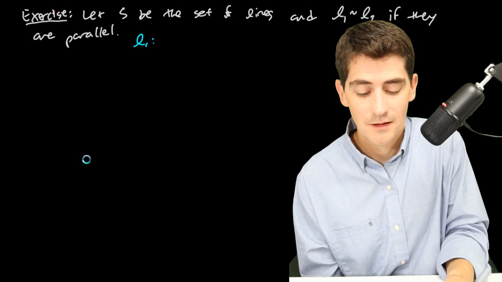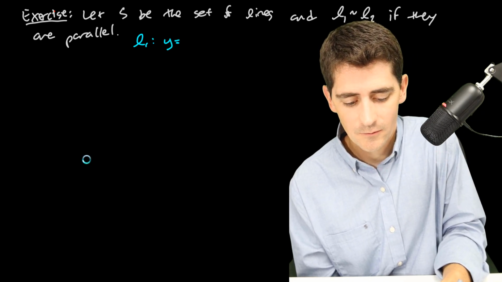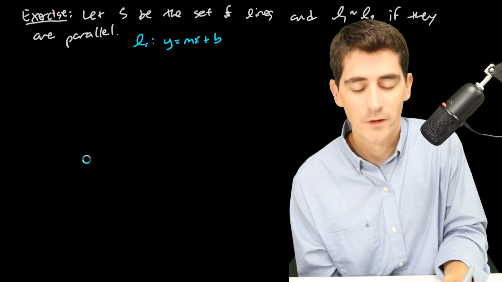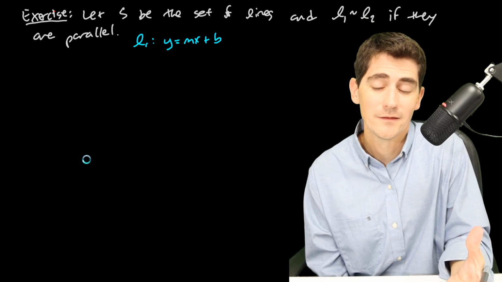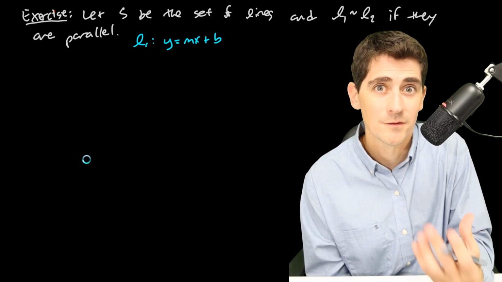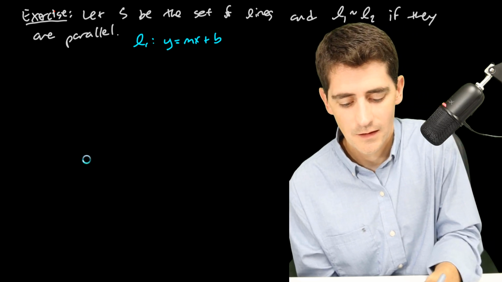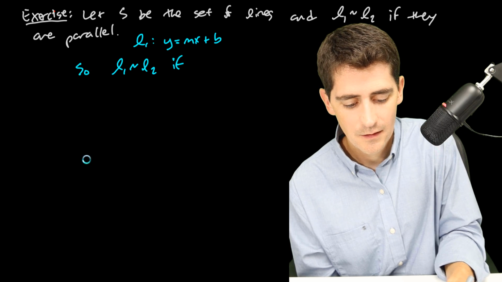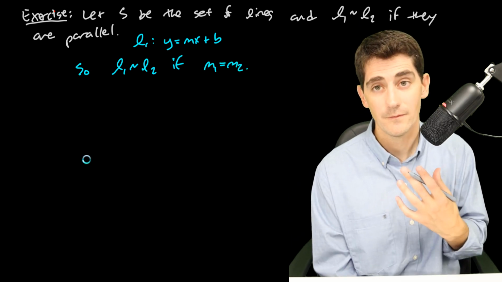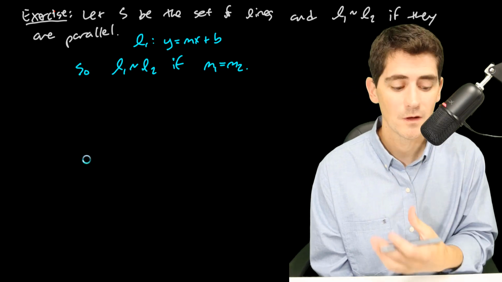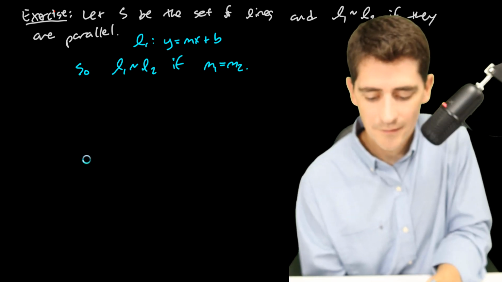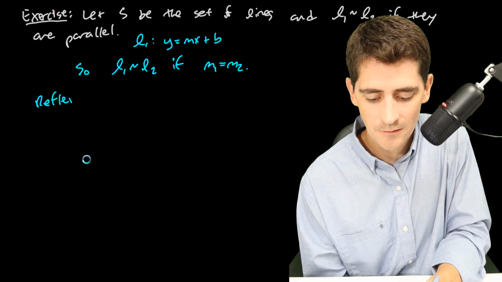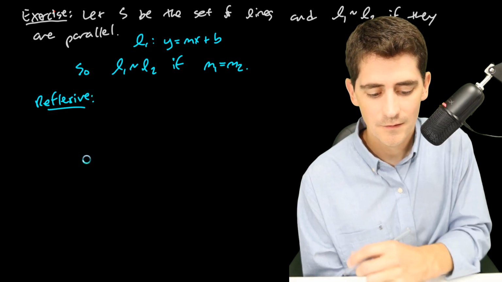if I take a line, let's say L1, I can write it as y equals mx plus b. We get an equation. Two parallel lines means that their slope is the same. So here we can say L1 squiggles L2 if their slopes are equal, m1 equals m2. Their slopes are the same.